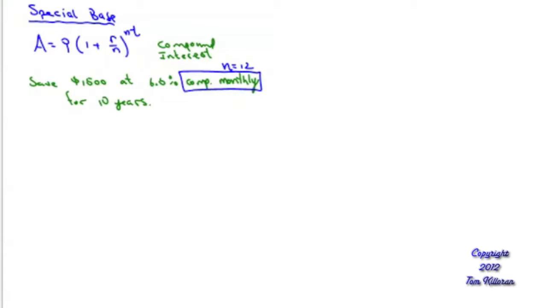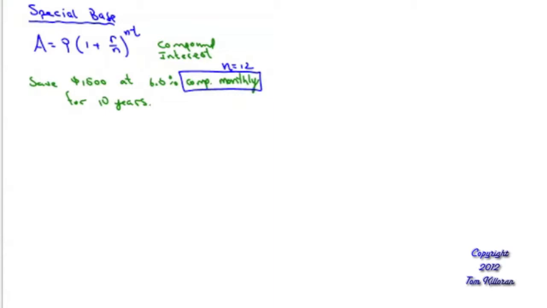Time. And time up here is represented by T. The 6.5% will become R, the rate. 1,500 becomes the P. And A represents the total amount of the account after 10 years.